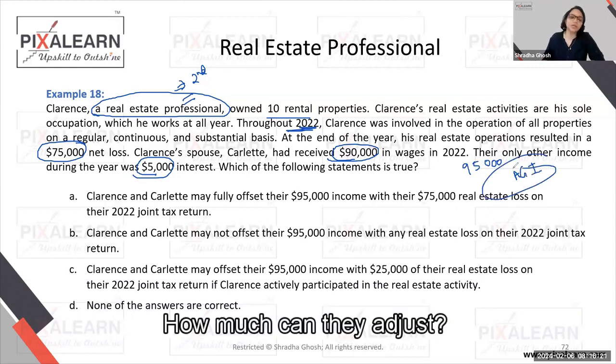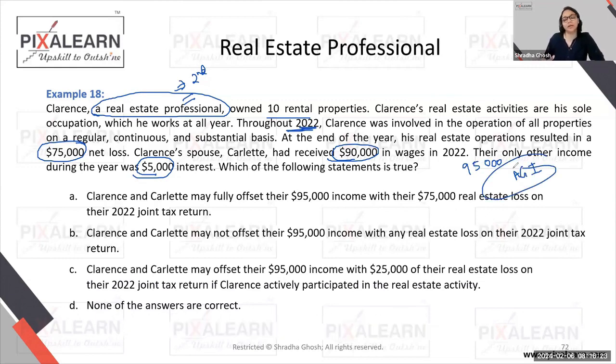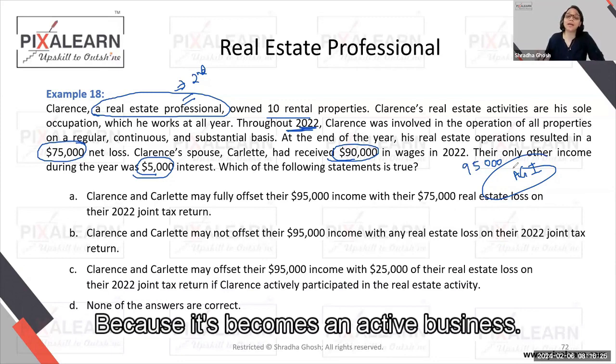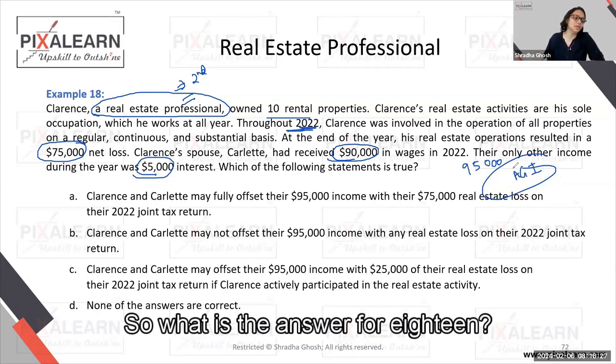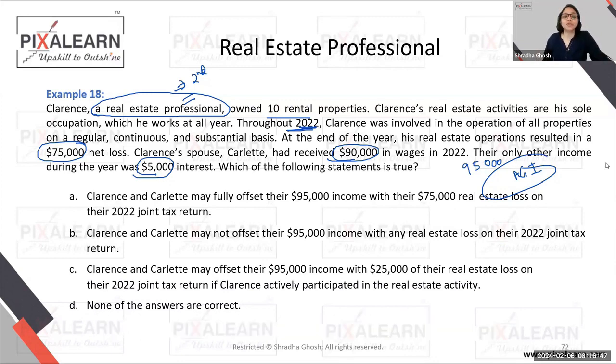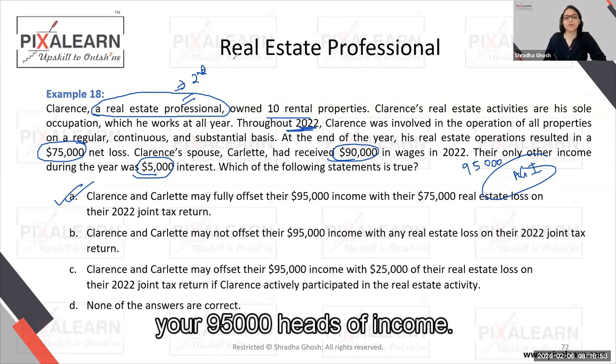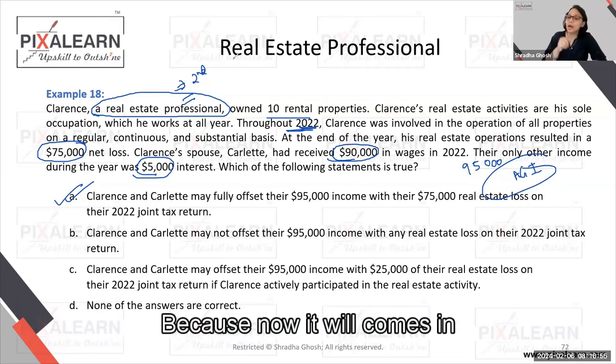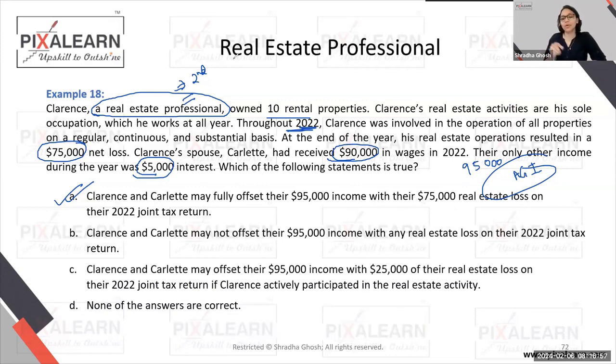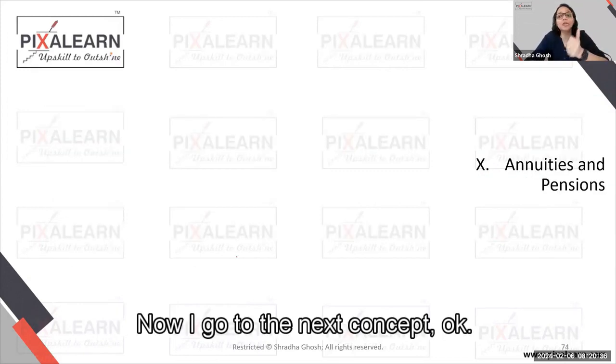How much can they adjust? They can adjust everything because it becomes an active business. So what is the answer for 18? So the answer for 18 becomes A. You can offset the entire loss against your 95,000 heads of income. Why? Because now it becomes an active income, no longer a passive income. Okay? Now we go to the next concept.